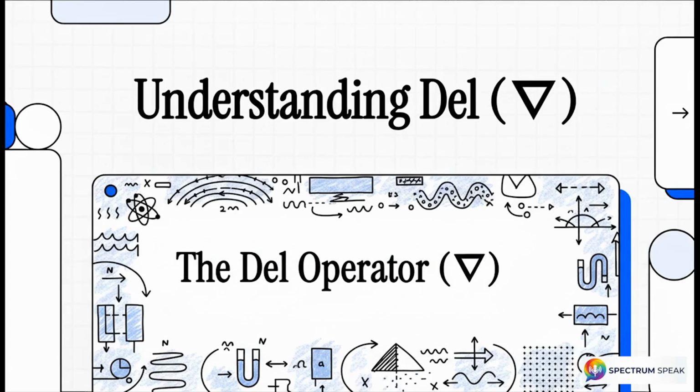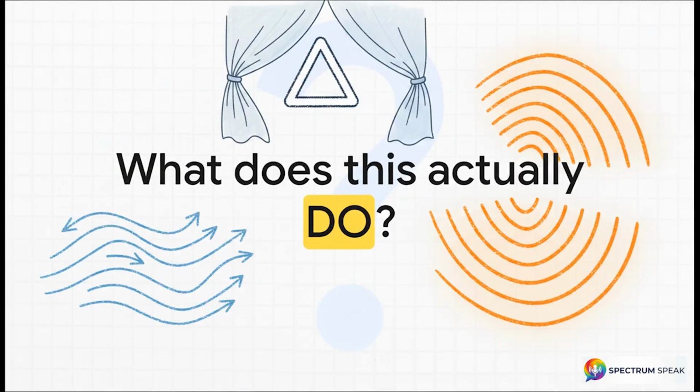If you've ever waded into the deep end of electromagnetics, physics, or any kind of advanced engineering, you have absolutely come across this symbol, del. It's called the del operator. And let's be honest, it can look pretty intimidating. But what if I told you it's actually one of the most powerful and, believe it or not, intuitive tools you can have? Okay, so what does this thing actually do?